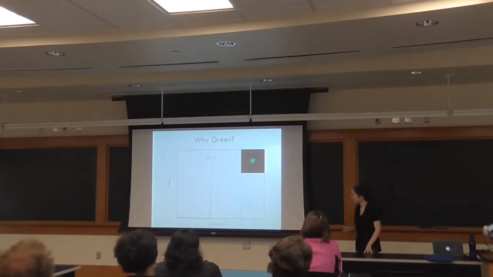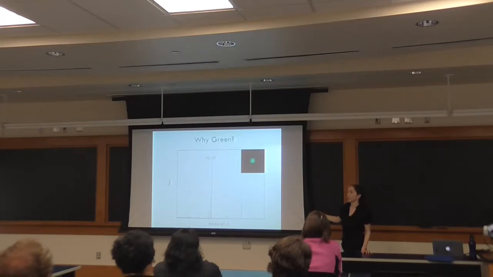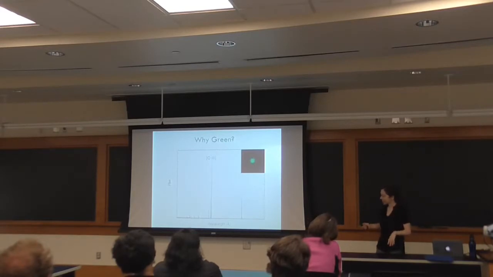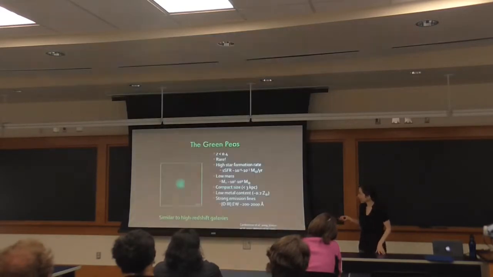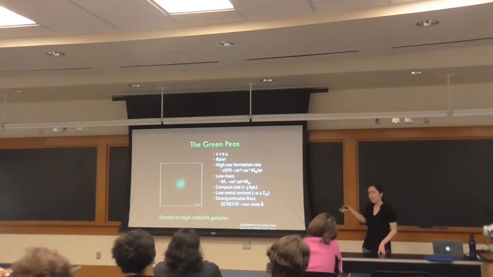It turns out that these are compact, highly star-forming galaxies. And the reason they're green is because this is their spectrum here. They're totally dominated by O3 5007 emission. And that shows up as green in the particular filters that were being used. And these galaxies have a number of similarities to galaxies at high redshift. But they're at lowish redshift, less than about 0.4. They're pretty rare in the local universe.